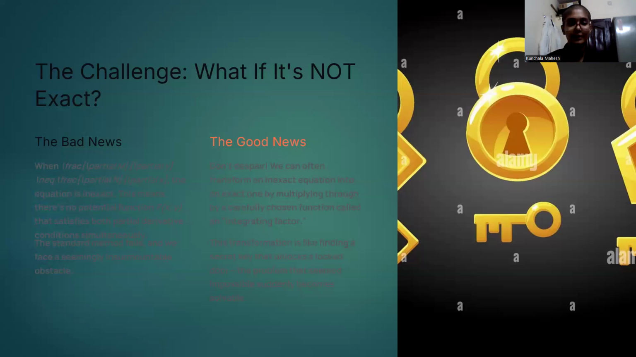And the good news is, don't despair. We can often transform an inexact equation into an exact one by multiplying through by a carefully chosen function called an integrating factor. So basically, we have to convert the inexact equation into an exact equation. To do that, you have to choose a function called an integrating factor and multiply it through. This transformation is like finding a secret key that unlocks a locked door. The problem that seemed impossible suddenly becomes solvable.